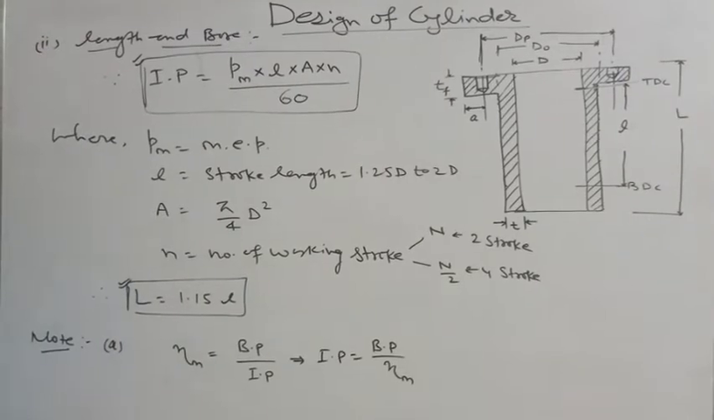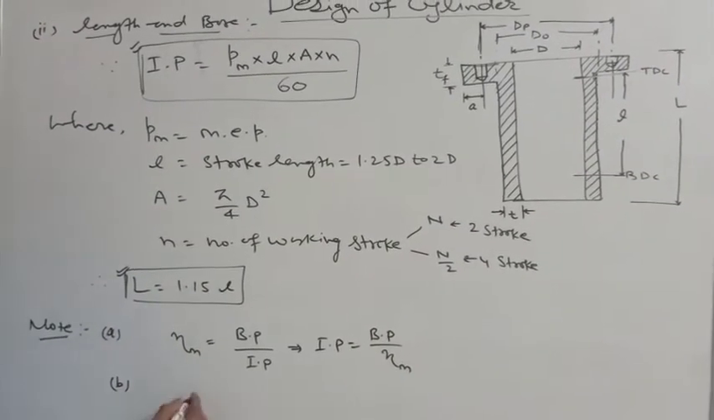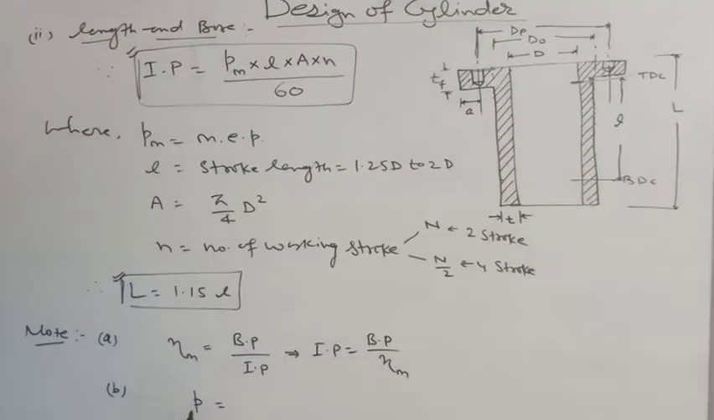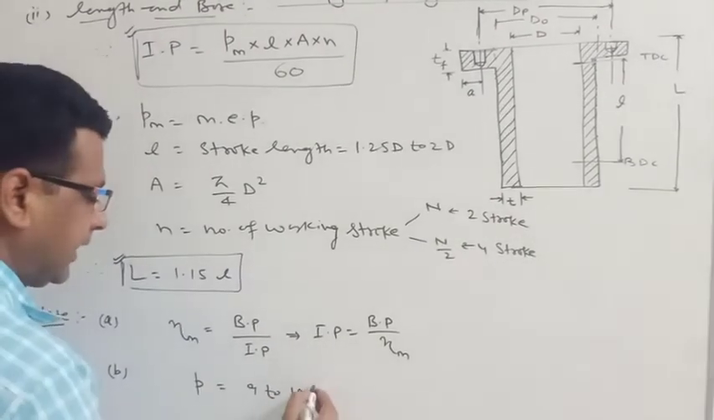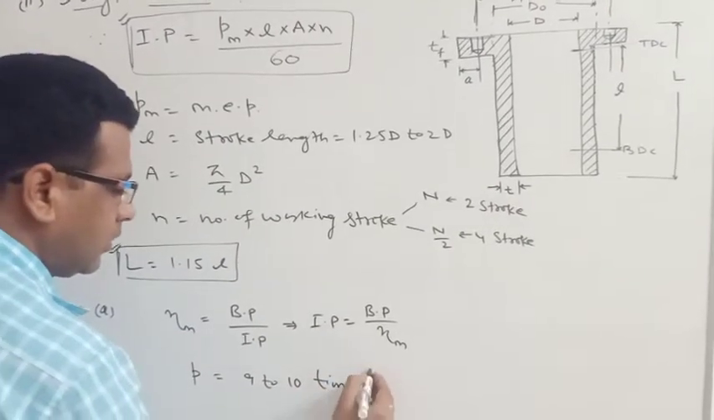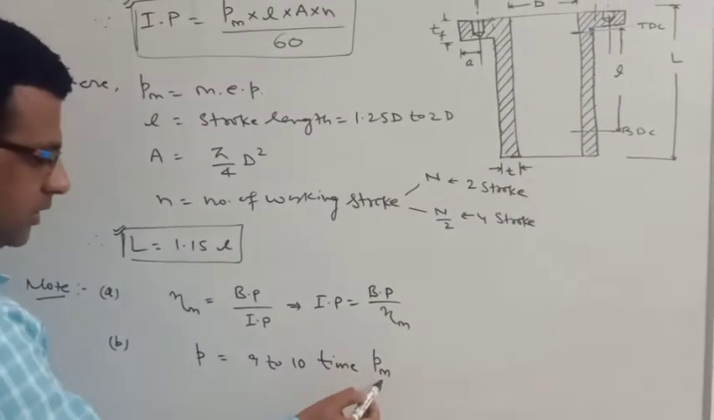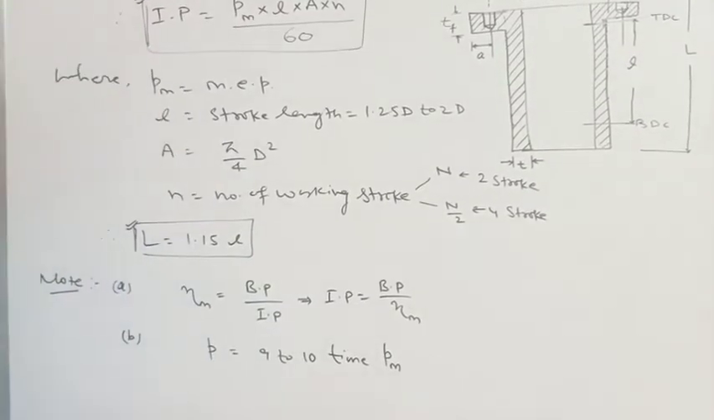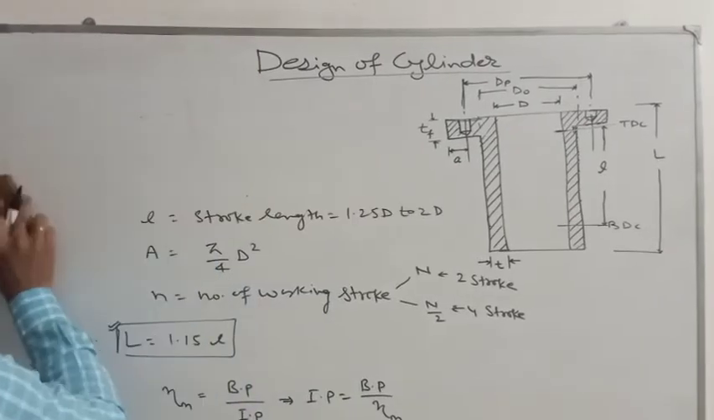Second case, if we want to calculate the maximum pressure inside this cylinder, then this maximum pressure should be 9 to 10 times the mean effective pressure, and we can calculate this mean effective pressure by a device which is known as the indicator mechanism.